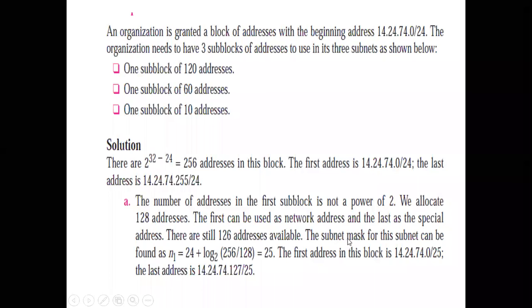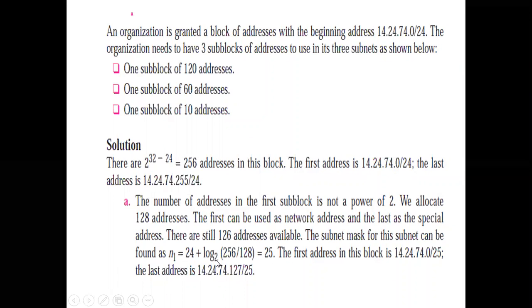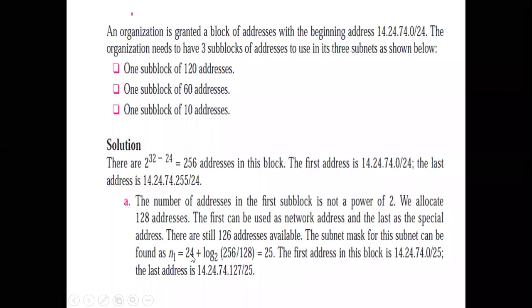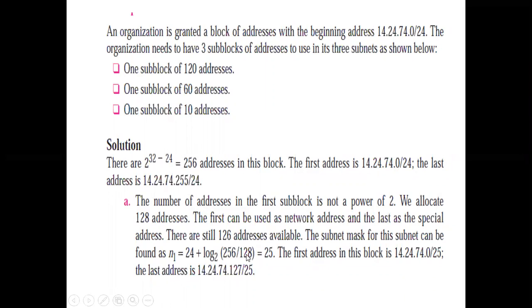Now you calculate the subnet mask for the given subnet. The formula we have just seen is nj equals n plus log to the base 2 of capital N upon capital Nj. So n1, the number of net ID bits in the first subnet, is equal to 24, that is small n, plus log to the base 2 of capital N divided by capital Nj. With this specification you can see 256 upon 128.